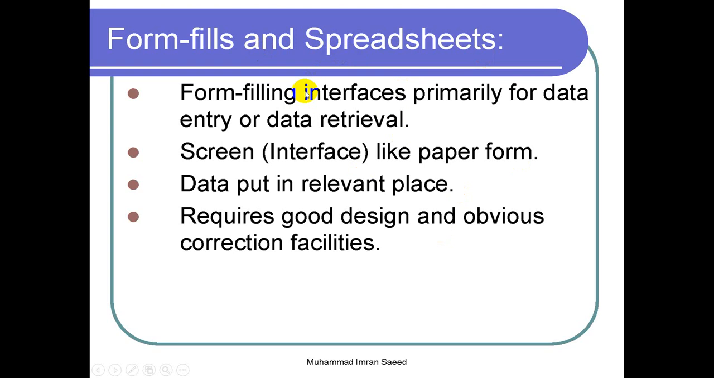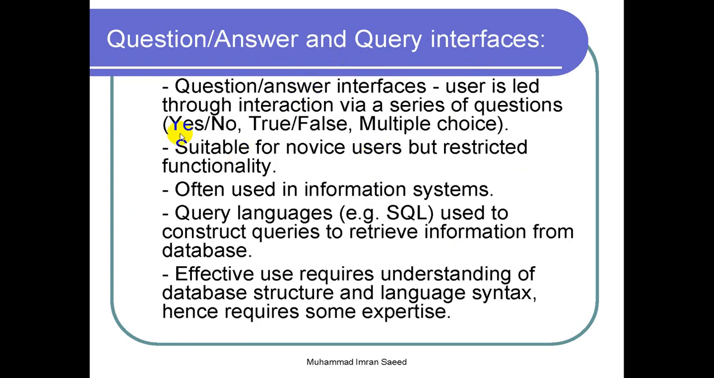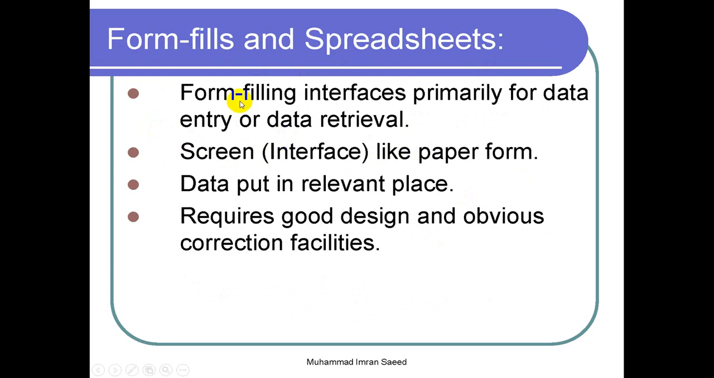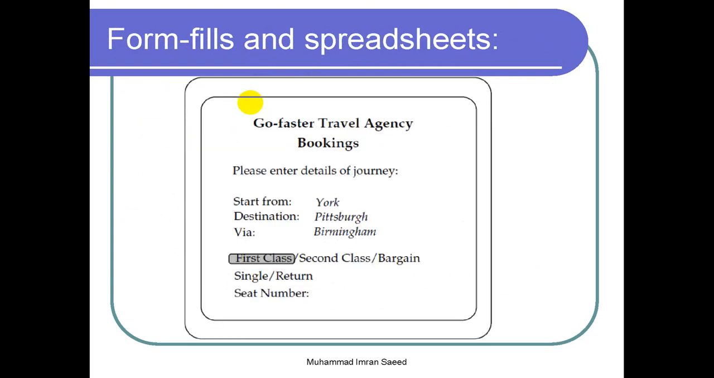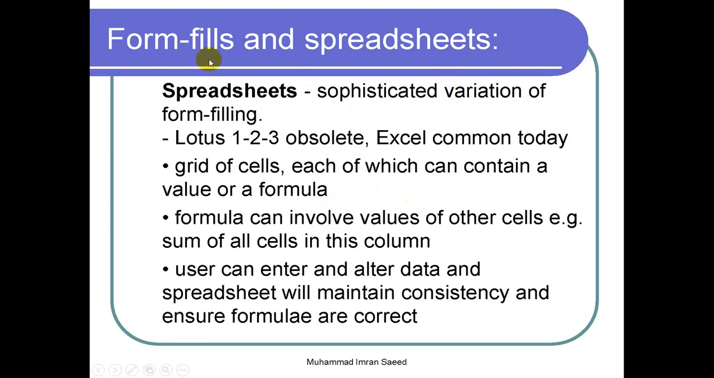But how is it different from the question answer interface? There we had the answers defined: yes, no, true, false. Here we are filling the form, we are typing in it, so it is a little bit different. So here we have an example where you can type, you can write down. This is an example you can check from the book. And now again the spreadsheet and form fill. In fact a spreadsheet is a sophisticated variation of form filling. We have a table and we are entering name, class, address, telephone, everything.